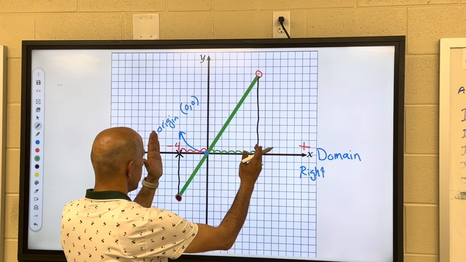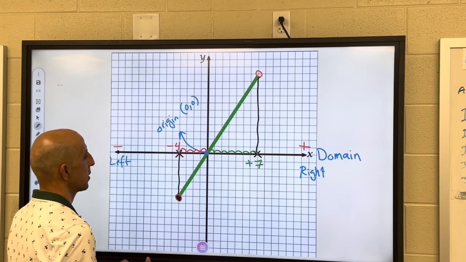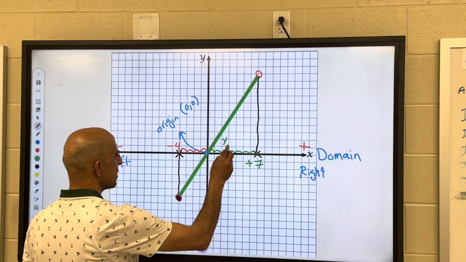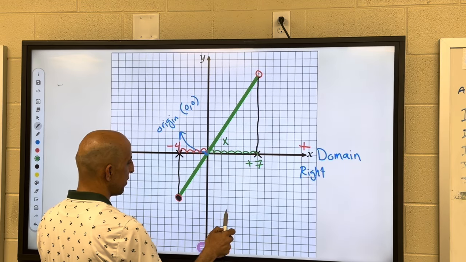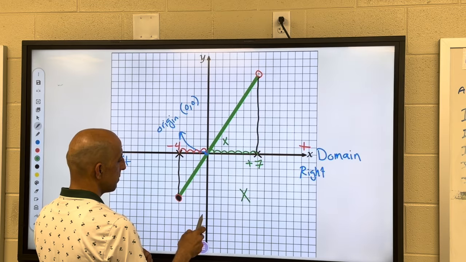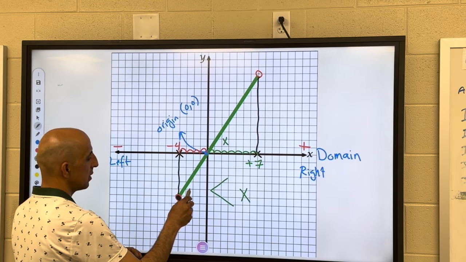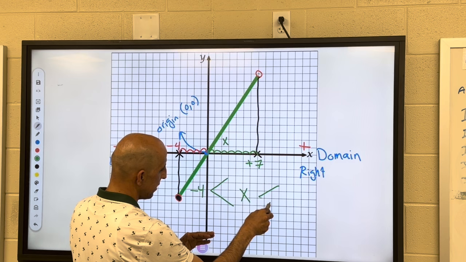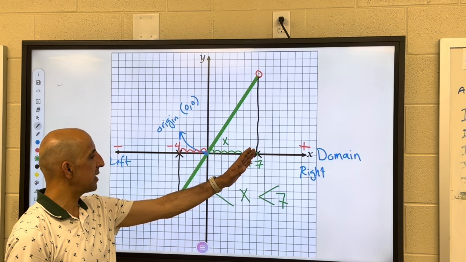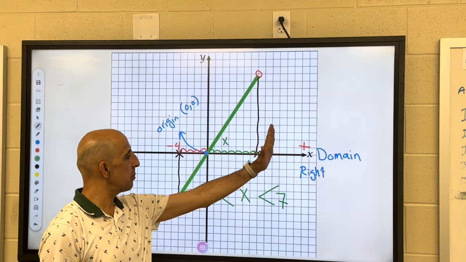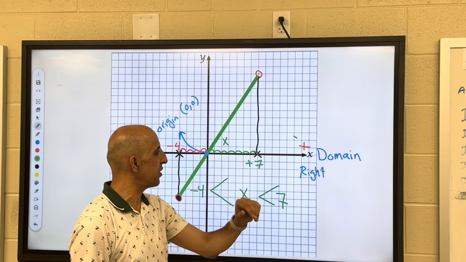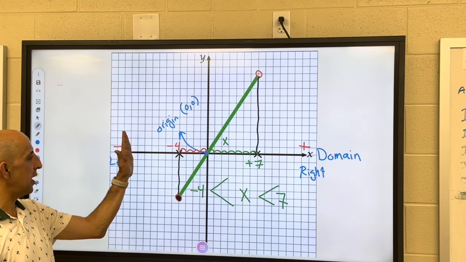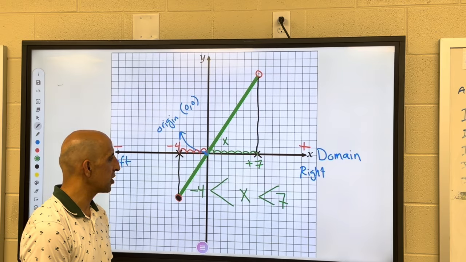All the numbers between -4 and 7. So we can write the domain as follows: x is a number between -4 and 7. x is greater than -4 for sure, and x is less than 7. So the domain in this case does not include the numbers after 7 or greater than 7, and the numbers less than -4 are also not included in this function.